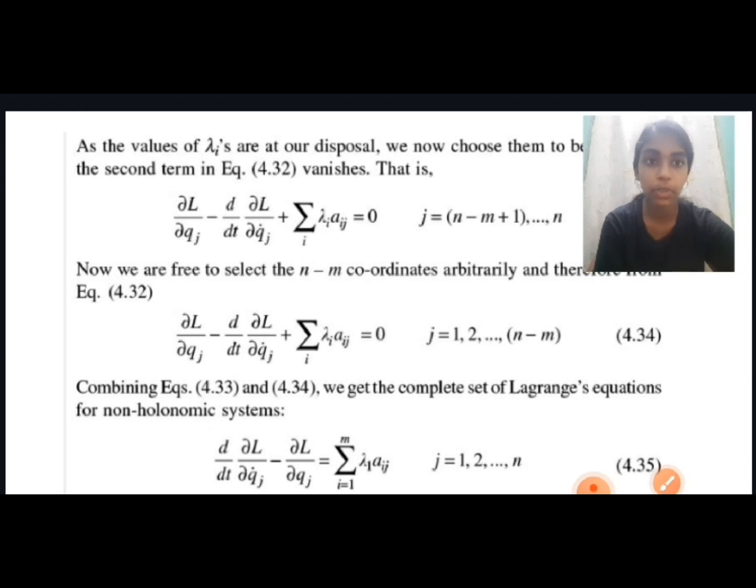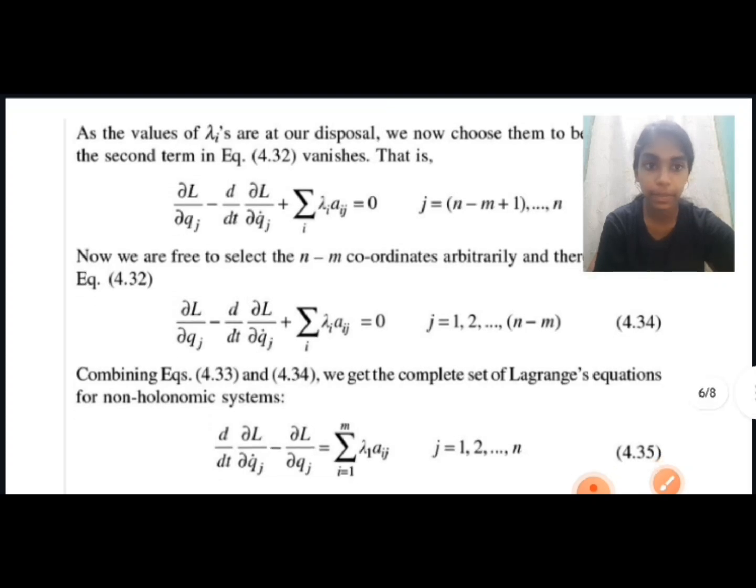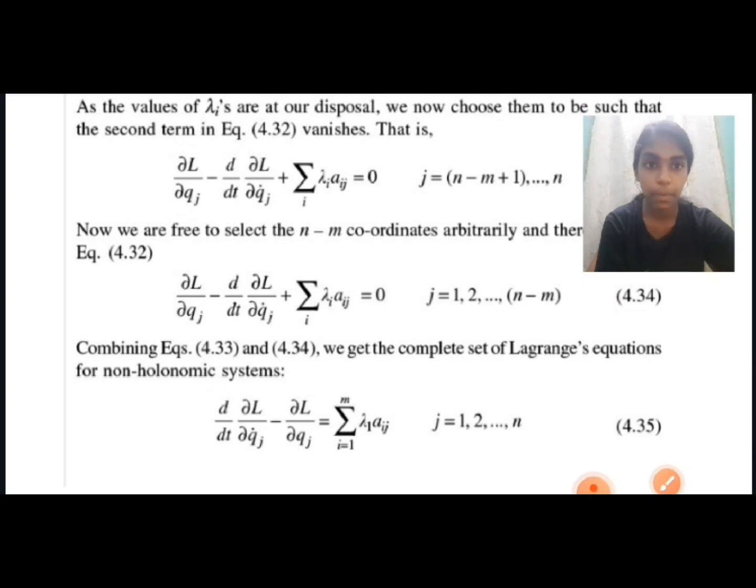So combining the above two equations, we get the complete set of Lagrange's equations for non-holonomic systems. So we get ∂L/∂qj minus d/dt ∂L/∂q̇j equal to minus summation of λi aij. When we multiply this equation by the negative sign, we get d/dt ∂L/∂q̇j minus ∂L/∂qj equal to summation of i, from 1 to m, λi aij. The j value is from 1 to n.